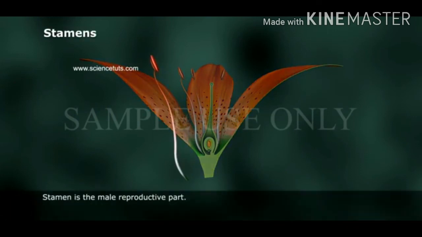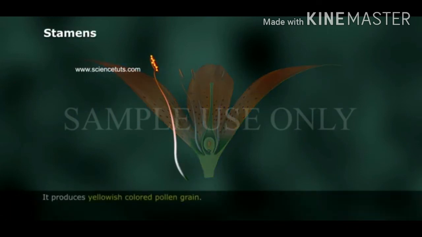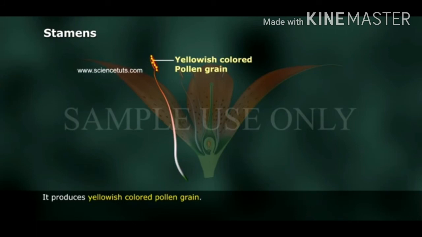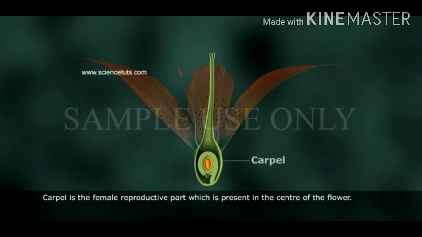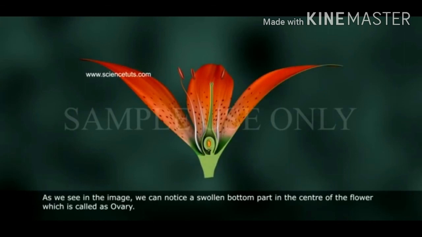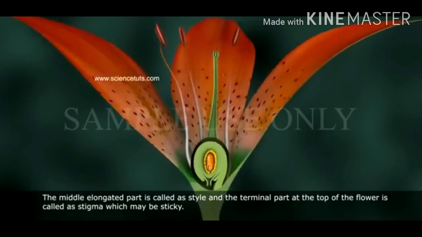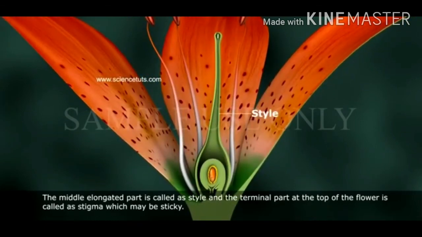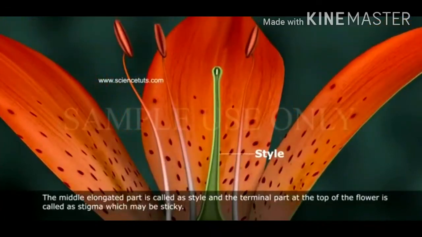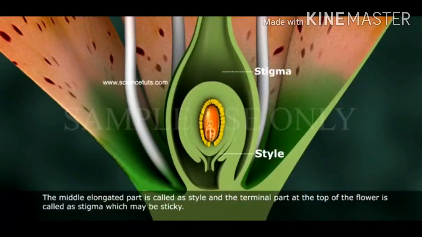Stamens. Stamen is the male reproductive part. It produces yellowish colored pollen grain. Carpels. Carpel is the female reproductive part, which is present in the center of the flower. As we see in the image, we can notice a swollen bottom part in the center of the flower, which is called the ovary. The middle elongated part is called the style, and the terminal part at the top of the flower is called the stigma, which may be sticky.